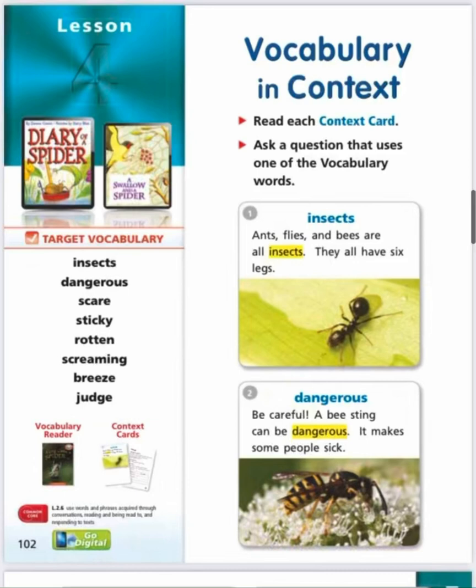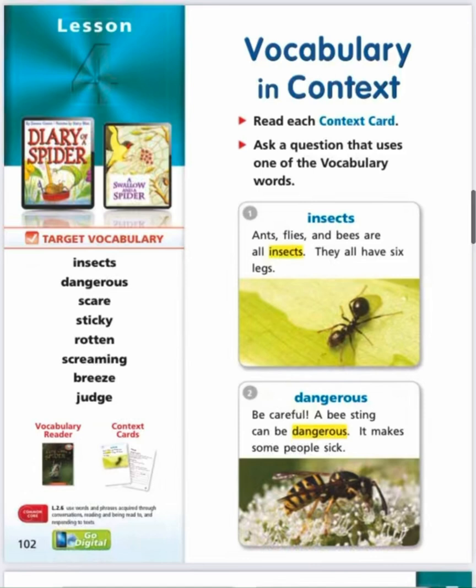Lesson 4. Vocabulary in Context. Read each context card. Ask a question that uses one of the vocabulary words. Insects. Ants, flies, and bees are all insects. They all have 6 legs.